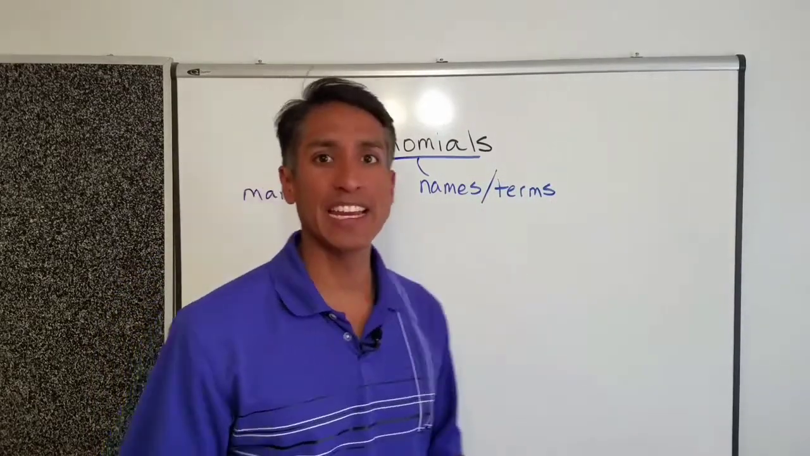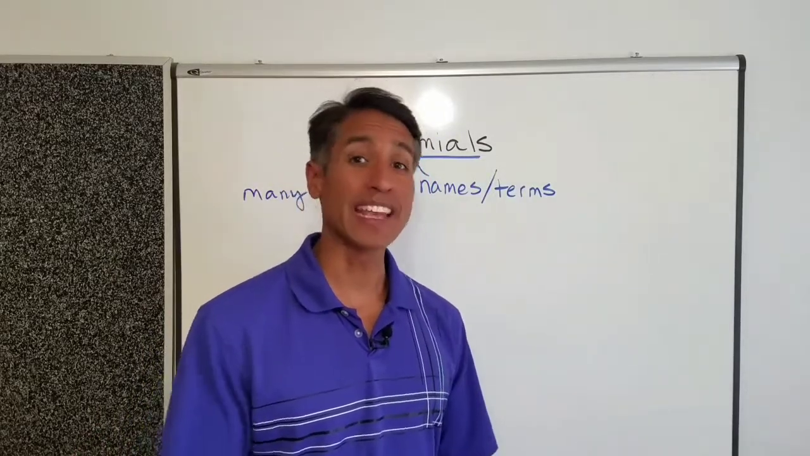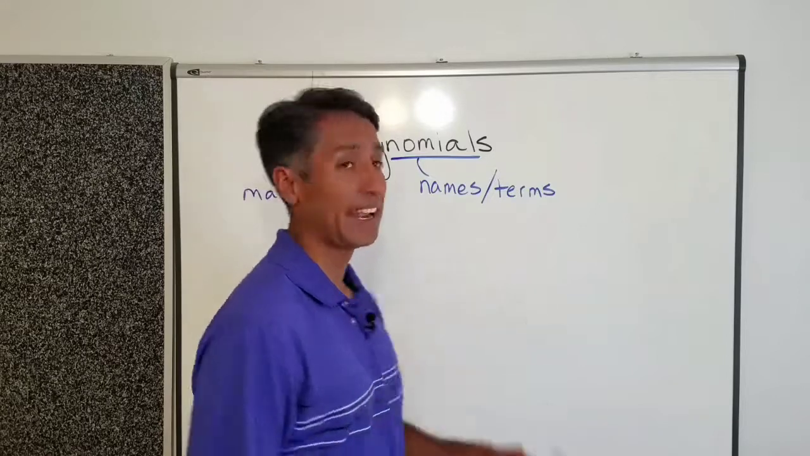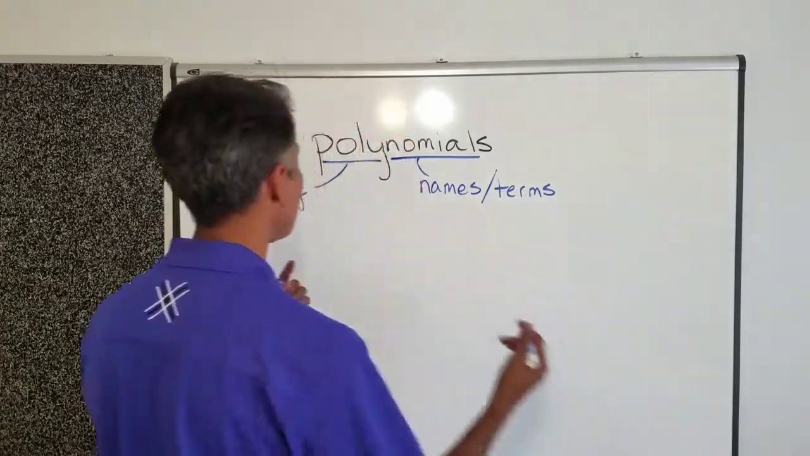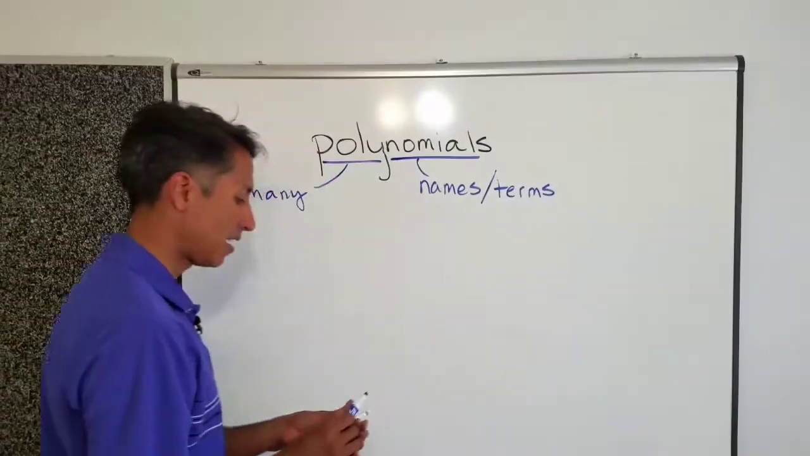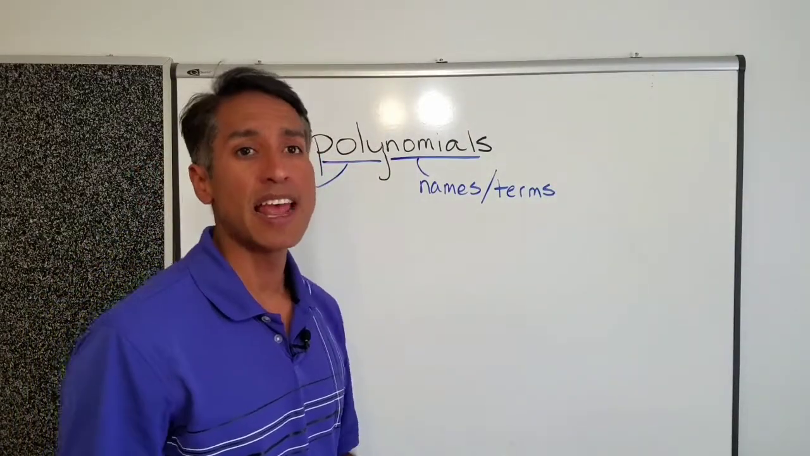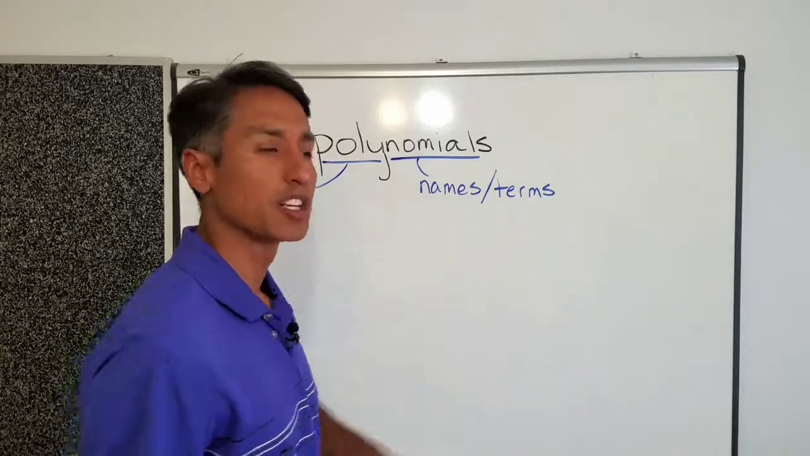If you want to get less technical, then we would just say things. So what we're dealing with is many things or multiple things. Okay, let's go through the list of different types of polynomials or nomials, and then let's talk about what we're going to do with them.